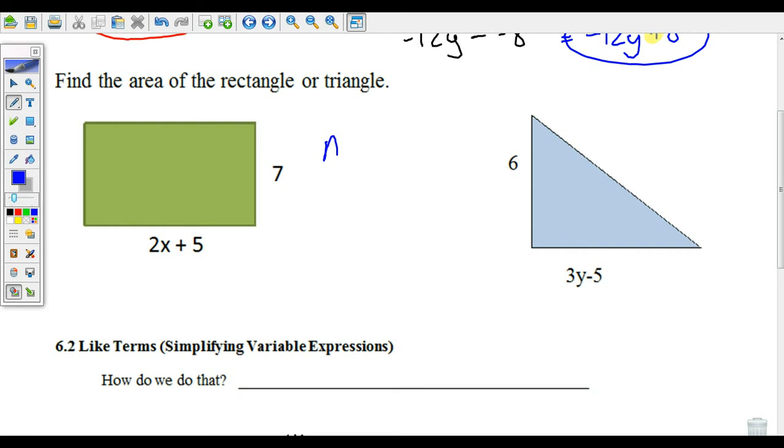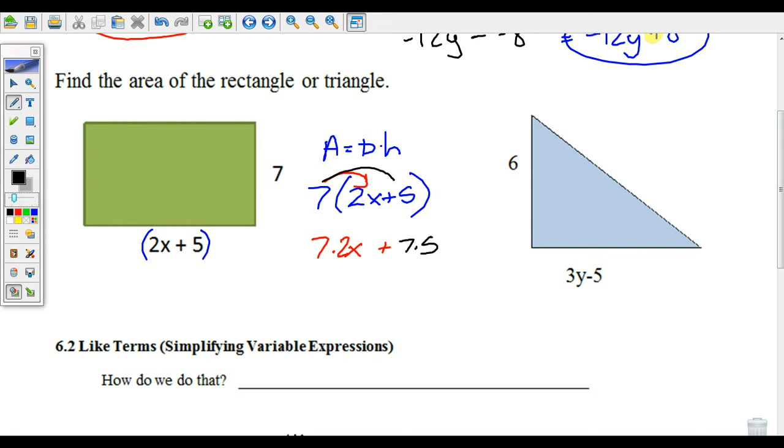All right, to find the area, we do base times height for a rectangle. So for this, we're doing the 7 times, and it's helpful to put this in parentheses because we have to multiply the whole thing by 7, 2x plus 5. So to do this, we're going to distribute. We got to take the 7 times the 2x, bring down that plus sign, and then do the 7 times the 5. When we simplify this, we get 14x plus 35.